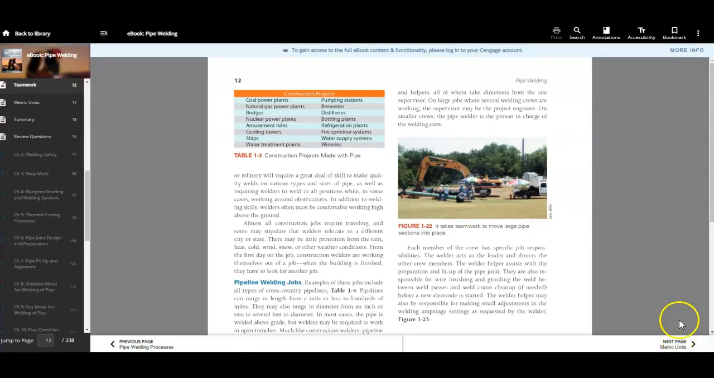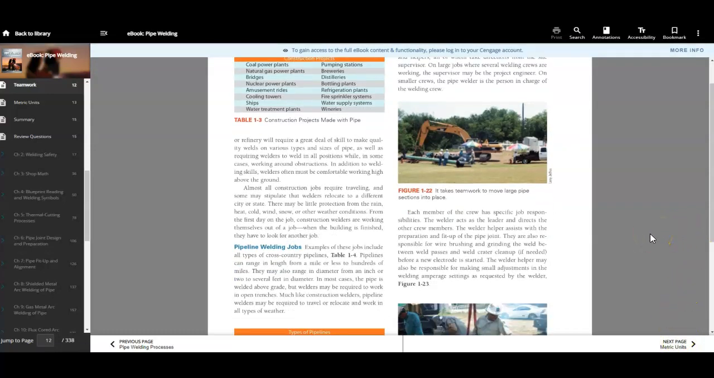Construction at a power plant or refinery will require a great deal of skill to make quality welds on various types and sizes of pipes, as well as requiring welders to weld in all positions while in some cases working around obstructions. In addition to welding skills, welders often must be comfortable working high above the ground.